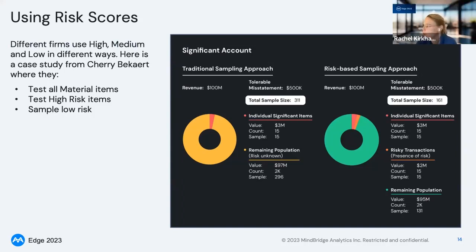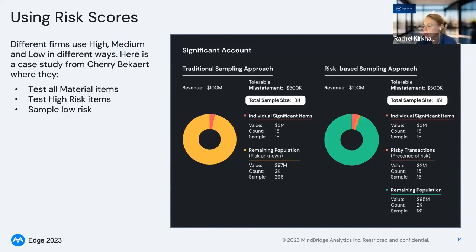So it's a really interesting approach because you can see the sample size in the traditional approach was 311 in this case example. And then with the revised approach, taking into account Mindbridge's risk scoring, you're getting a sample size of 161. So that's a pretty big efficiency gain.